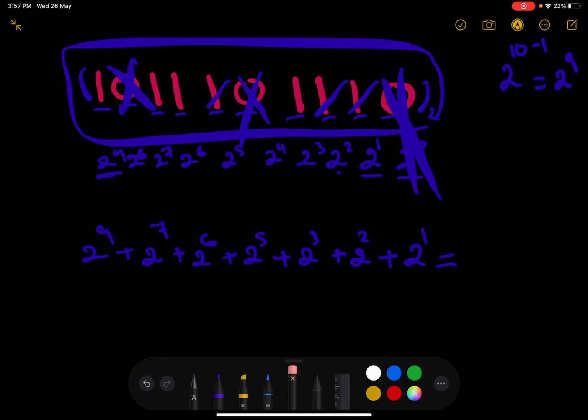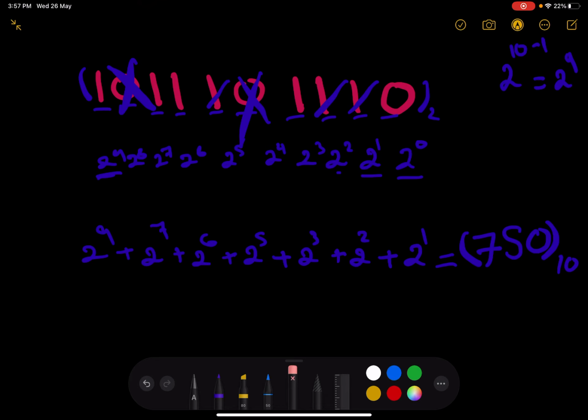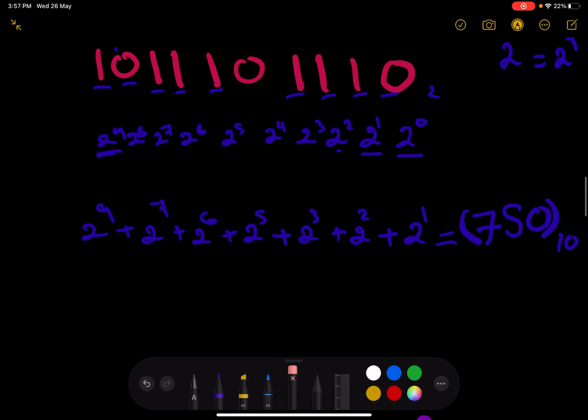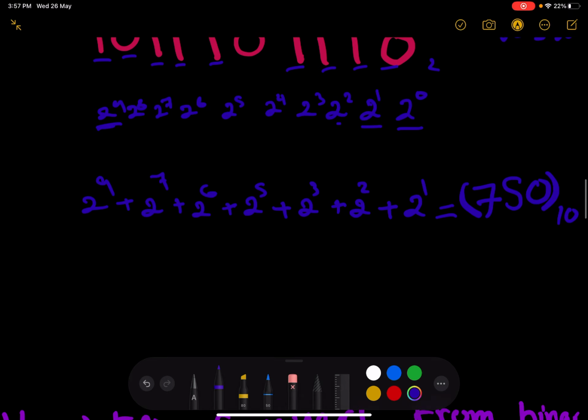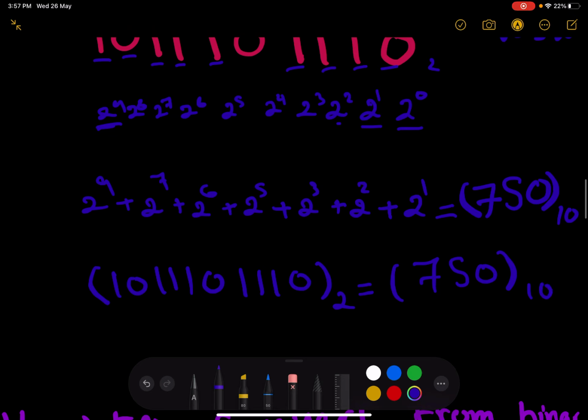So we have 750 as our decimal number, which is equivalent to this binary number. So at the end, we're going to write that 1011101110 is equal to 750 in decimal.